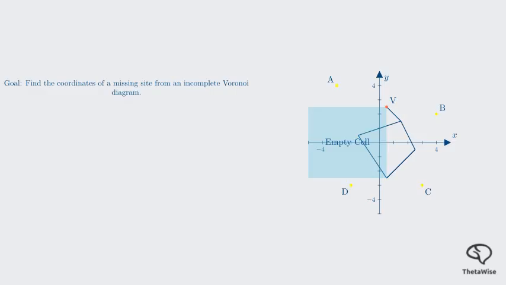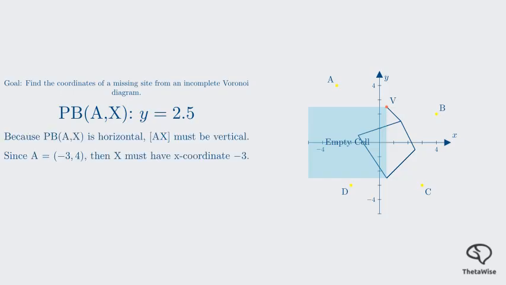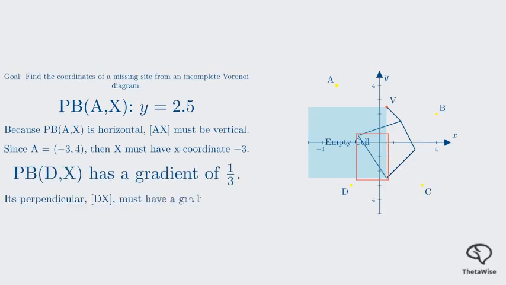A very common and useful trick is to observe the gradients of these edges. If an edge is perfectly horizontal or vertical, it tells us something special about the sites. Notice the top edge, PBAX, is horizontal. This implies the line segment connecting A and X must be vertical. Since A is at (3, 4), and AX is vertical, X must also have an x-coordinate of 3. Now let's look at the bottom edge, PBDX. Its gradient appears to be 1/3. A perpendicular line would have a gradient of 3.